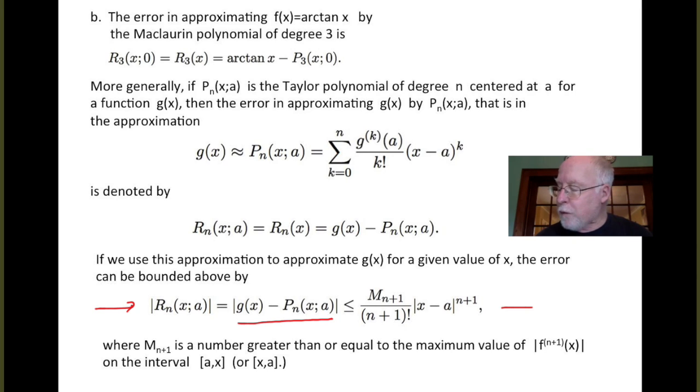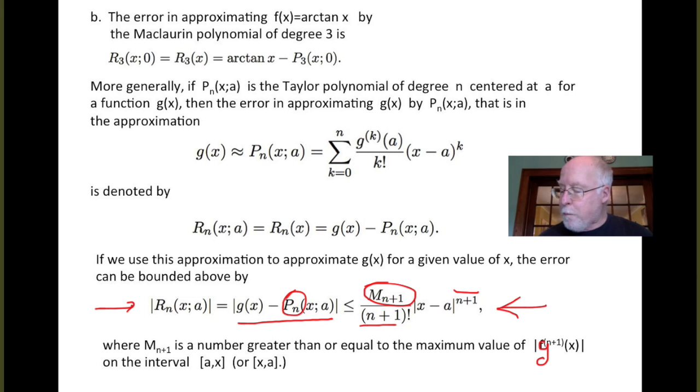Normally when you apply this formula, you will know n. It'll be just a value like 5, 6, 7. So you will know n plus 1. Just add 1 to whatever n is, the index of the polynomial. And M_{n+1}, this is the new part, is any number greater than or equal to the maximum value of the n plus first derivative of the function, which should be g, on the interval a to x or x to a.